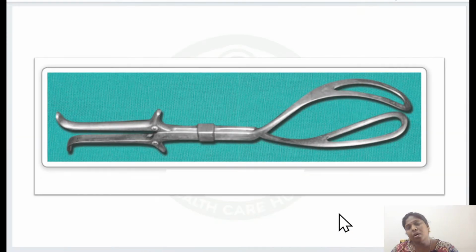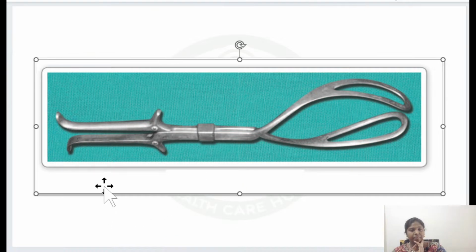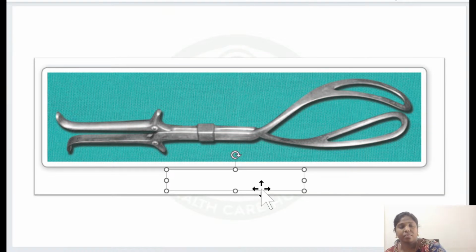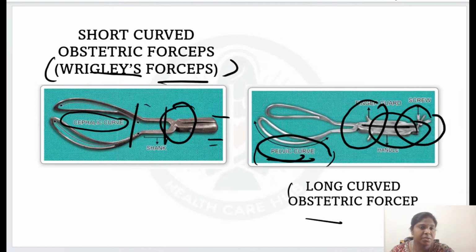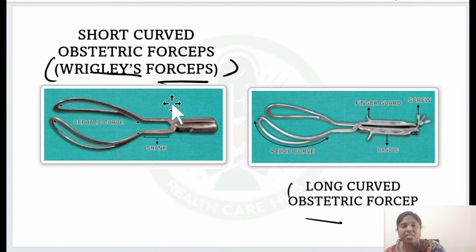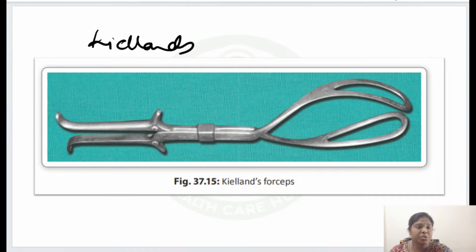Then this is also one kind of obstetric forceps. The name of this particular obstetric forceps starts with K. So this is called the Kielland's forceps. Okay, so the previous ones you saw were the short curved and the long curved, and this is the Kielland's forceps.